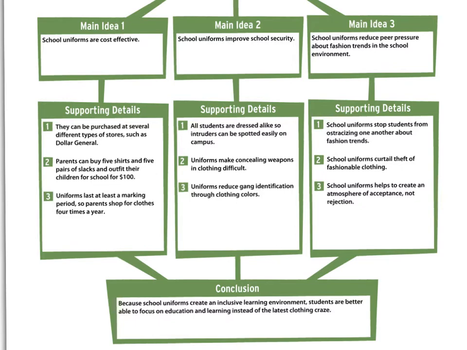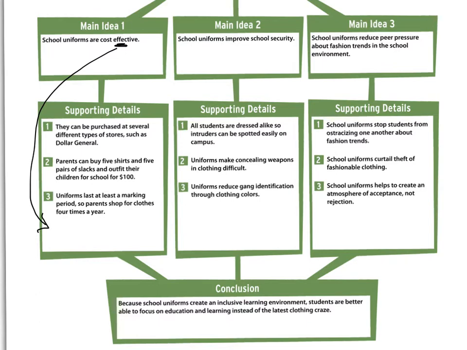Look at main idea number 1. Main idea number 1, right here. It has 3 supporting details. Under the cost effectiveness for school uniforms, you have they can be purchased at several different types of stores, such as Dollar General. Parents can buy 5 shirts and 5 pairs of slacks and outfit their children for school for $100. Uniforms last at least a marking period, so parents shop for clothes 4 times a year.